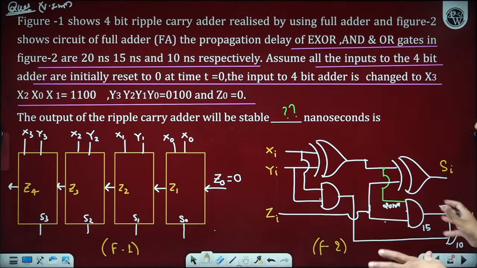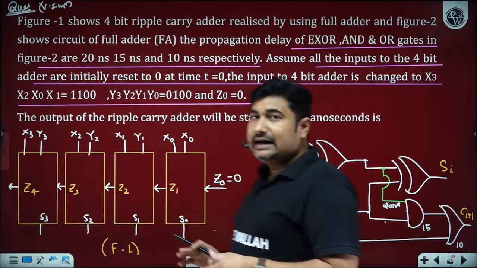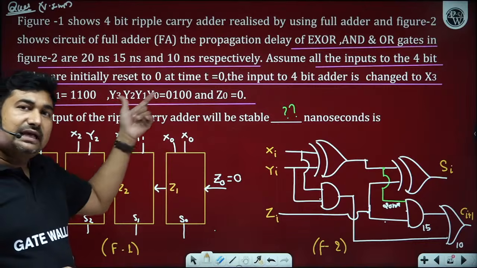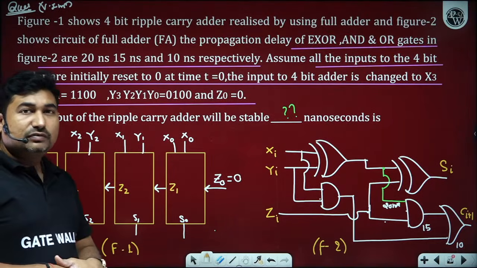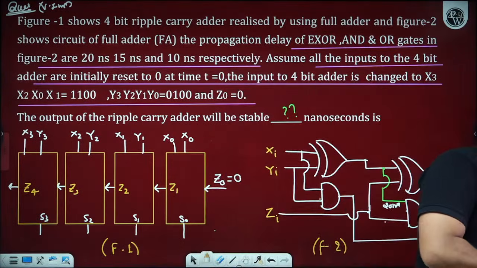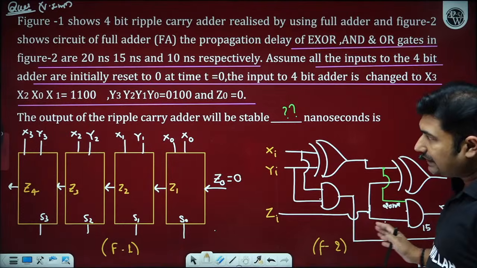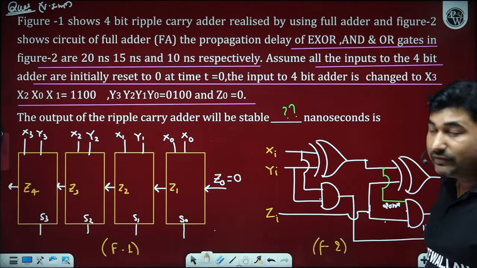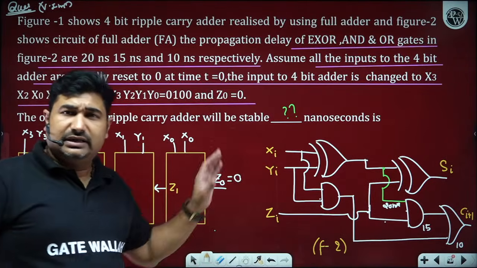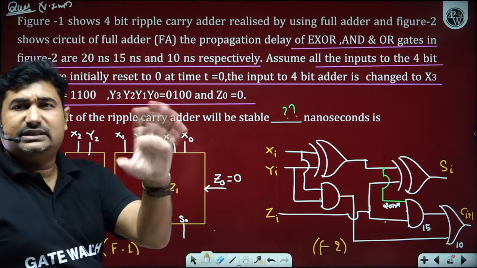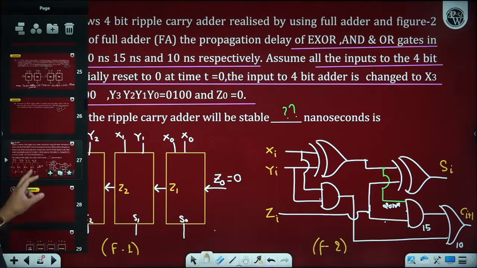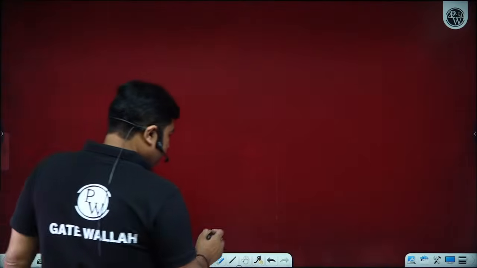But here the data is given. Initially we have 0, 0, 0, and then at t equals 0, the data changes to 1, 1, 0, 0 for x and 0, 1, 0, 0 for y. How many of you are able to understand? Are you able to understand the question? Can I start doing the solution part? Very good question and very important as well, because in this entire topic this is the one that can be asked. Rest everything is very easy. Now please observe how to solve this question. Let's have a discussion on it.